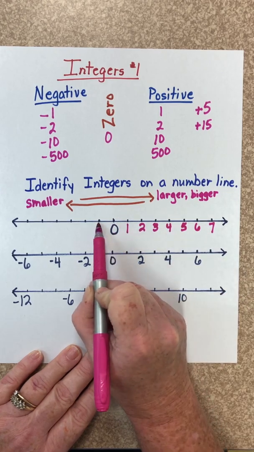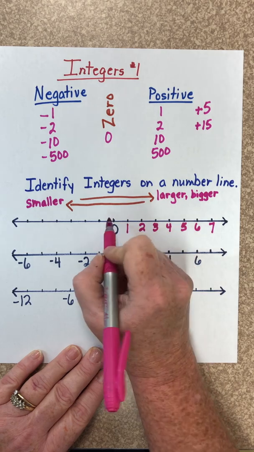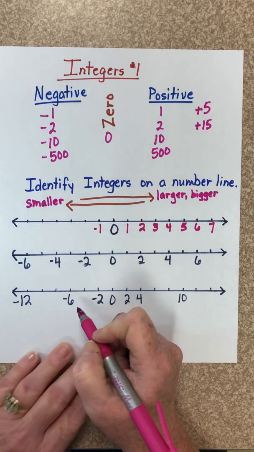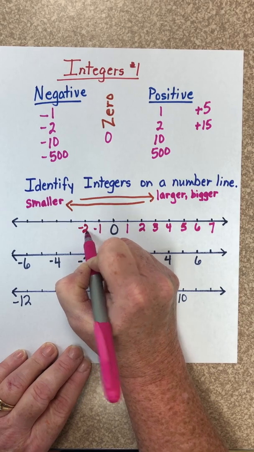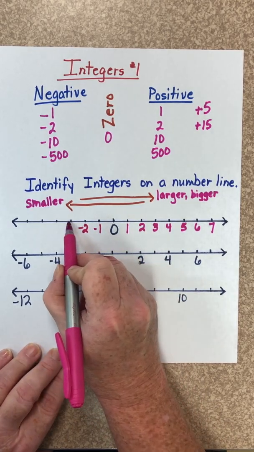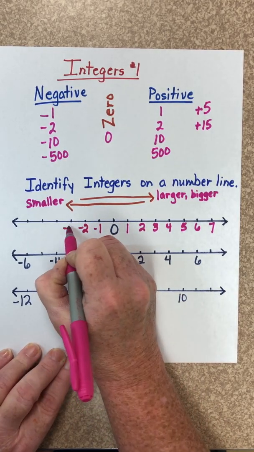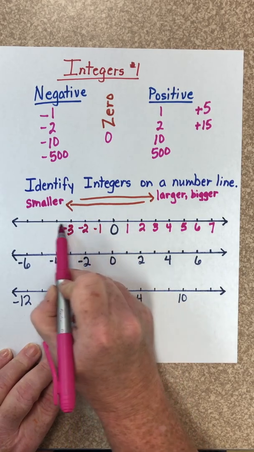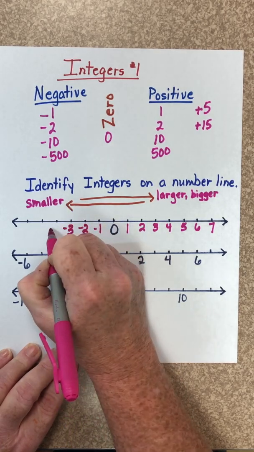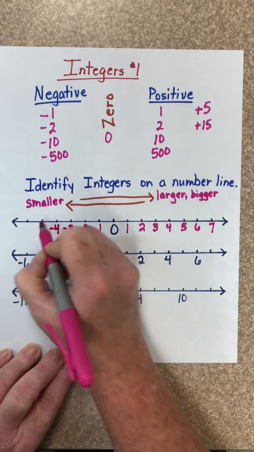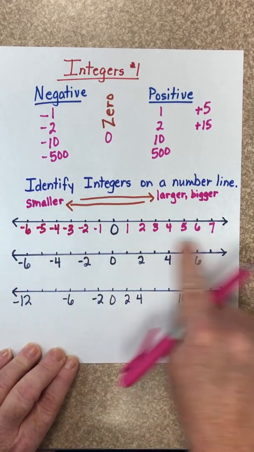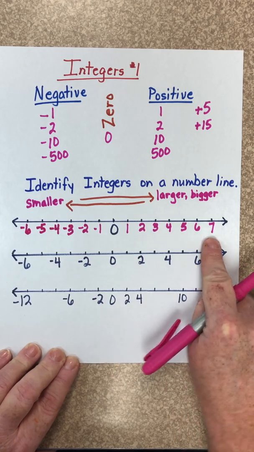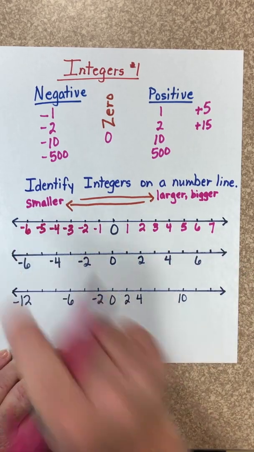So the first tick mark to the left would be a -1. The second tick mark to the left would be -2. The third tick mark to the left is -3. The fourth tick mark to the left is -4. Then -5 and -6. And I don't have room for a -7, which here's +7. I don't have room for -7.